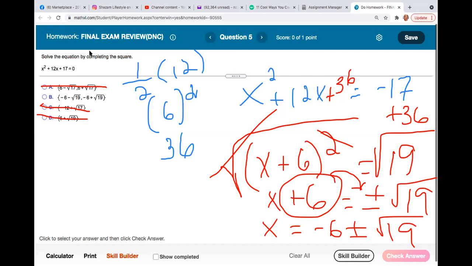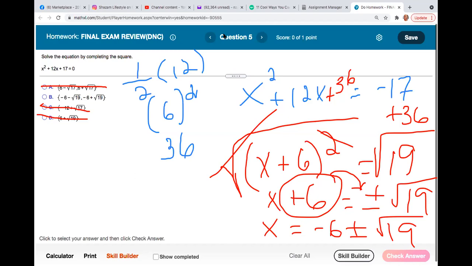Any questions, guys? I have a question. Yes. So this is where I get a little confused because there's a formula that includes the opposite of b over 2a. And then for completing the square, I get confused whether it's half of 12 times 2, or half of 12 with a times 2.